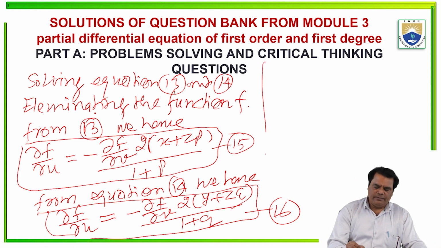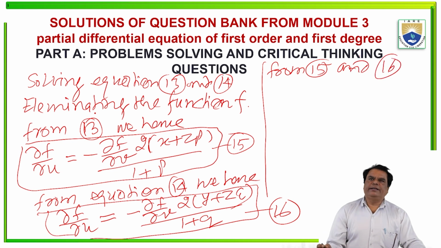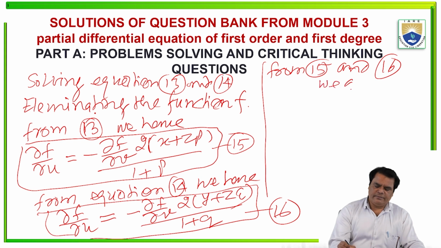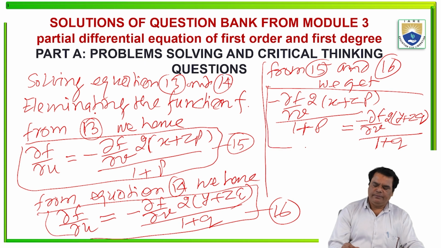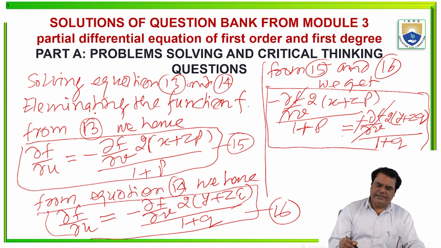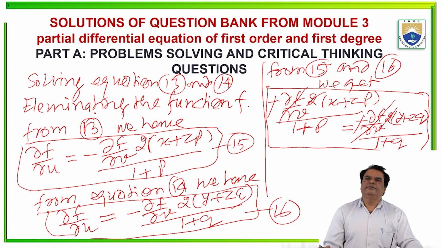So here from 15 and 16 we get minus ∂f/∂v into 2 into (x plus z p) upon 1 plus p, equal to minus ∂f/∂v and here 2 into (y plus z q) upon 1 plus q. Okay, this is the relation we have found out, relation 17. Here ∂f/∂v cancels, minus minus cancels, 2 2 cancels.